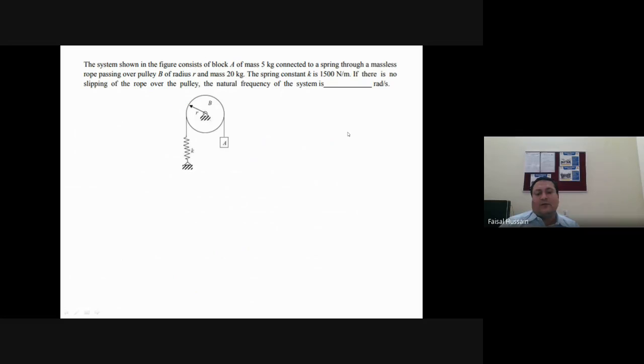Now in this question, a spring mass system is shown in the figure and it consists of a block of mass 5 kg connected to a spring through a massless rope passing over a pulley of radius r and mass 20 kg. Okay, the spring constant K is 1500 Newton per meter. If there is no slipping of the rope over the pulley, the natural frequency of the system is. Important question. Such type of questions are asked every time in the GATE exam.